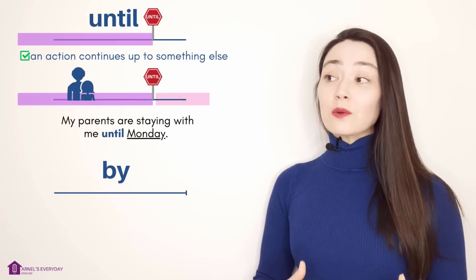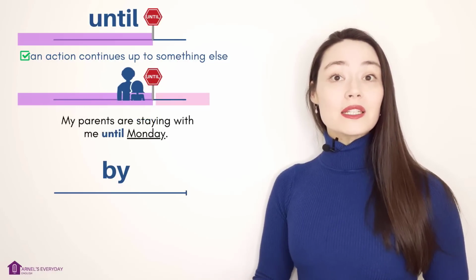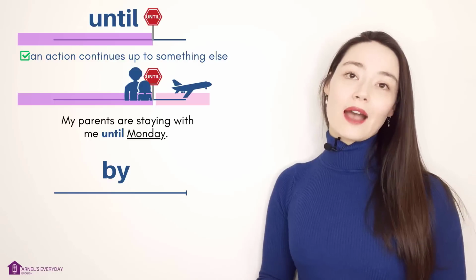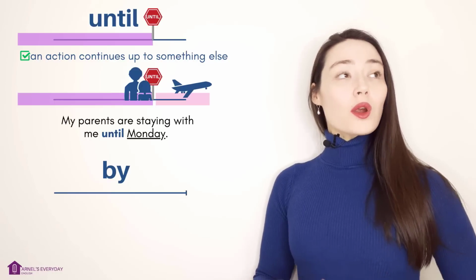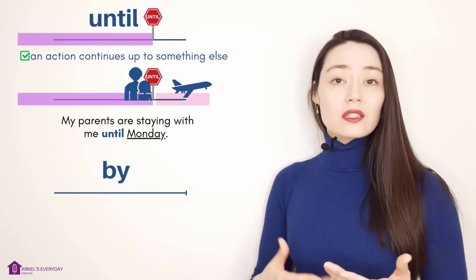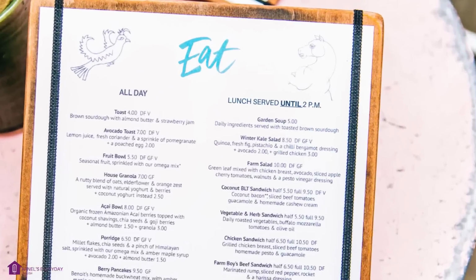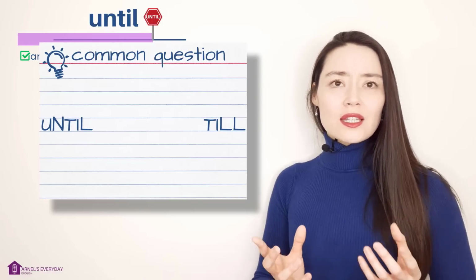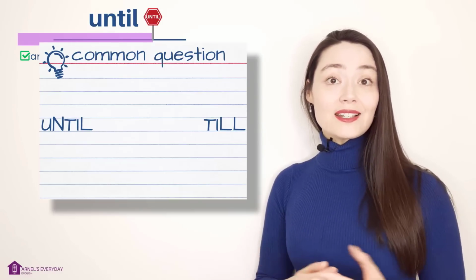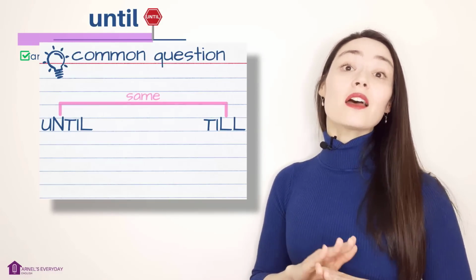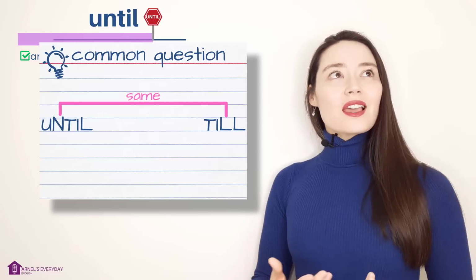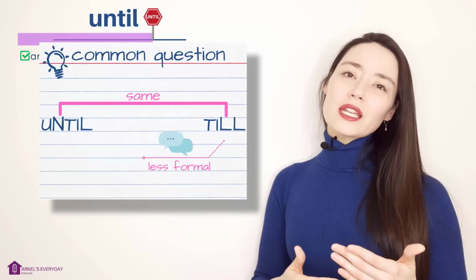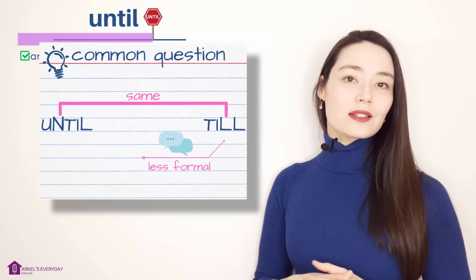My parents are staying with me until Monday. They leave Monday afternoon. Or if you go to a restaurant, maybe you'll see this on a menu. Lunch served until 2 p.m. Here it's clear at 2 p.m. the lunch service stops. Common question, what's the difference between until and till? They mean the same thing. I would say till is more common in spoken English and less formal than until.